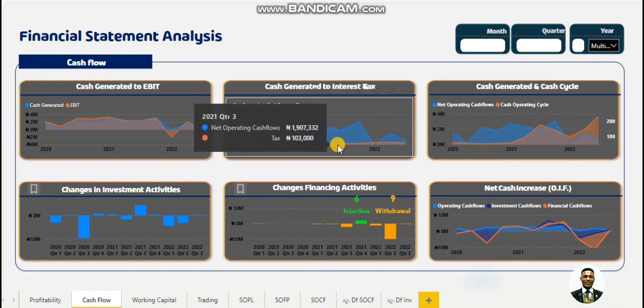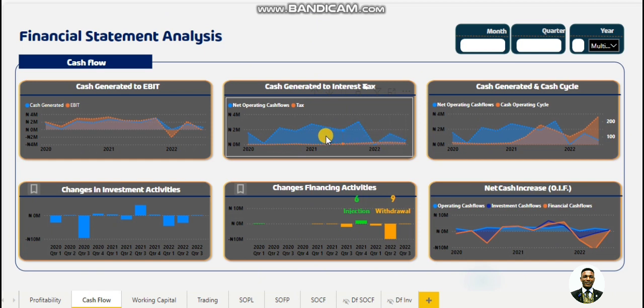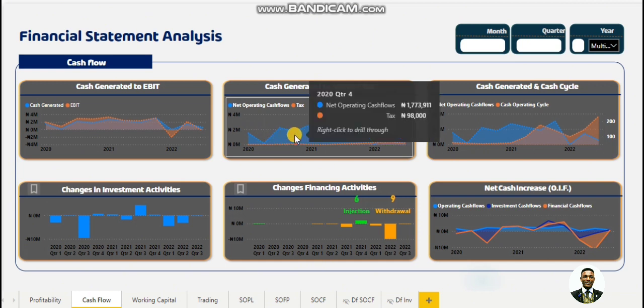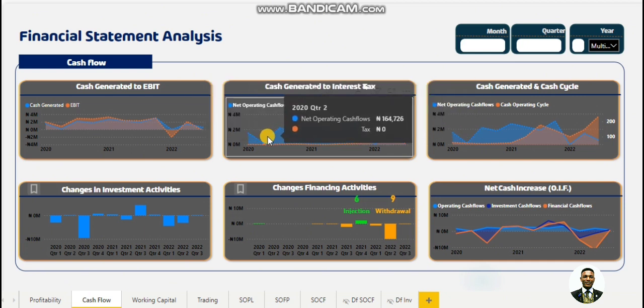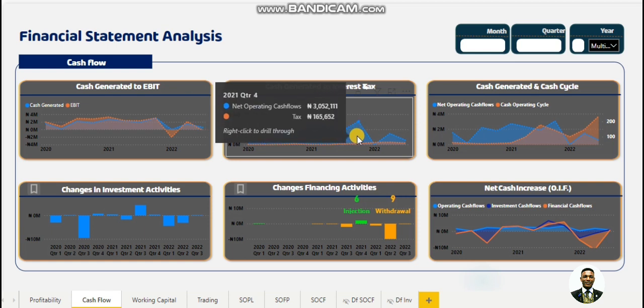And from the image, the orange color line is representing tax, and clearly the cash flow is way higher than what is due to go out. So the business is safe, so to speak, in this regard. This is the necessary expenses, so the business can still cover it with the existing cash it has been able to generate.